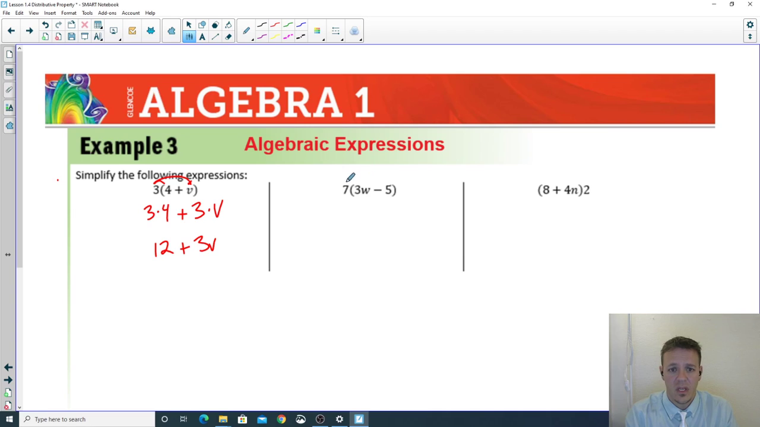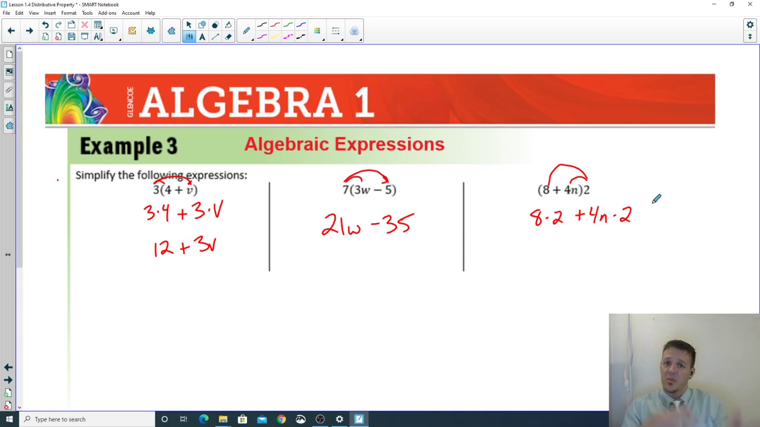Pretty simple, straightforward. Distribute the 7 in to both. So it'd be 7 times 3, which is 21w, minus 35. Now this time the 2 is on the back side, but you should know that does not matter because it's multiplied in. So it's 8 times 2 plus 4n times 2, which doesn't change anything. Going back to 1.2, order of operations, you know this would be 16 plus 8n. We can't go any farther because one is a constant and the other is a term with a variable in it, and you can't combine the two. They're not like terms.